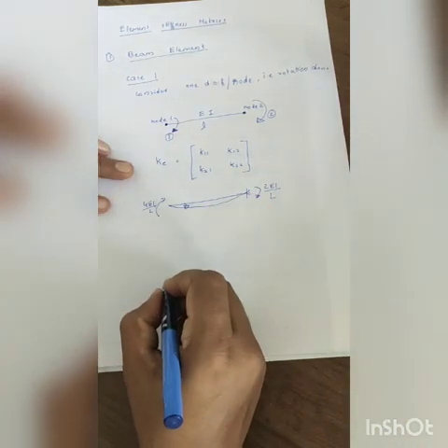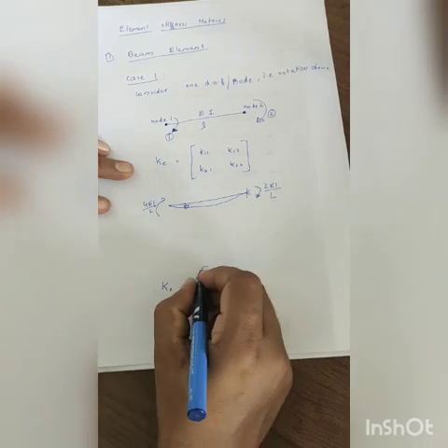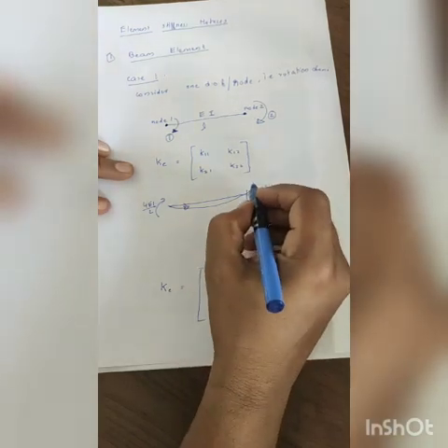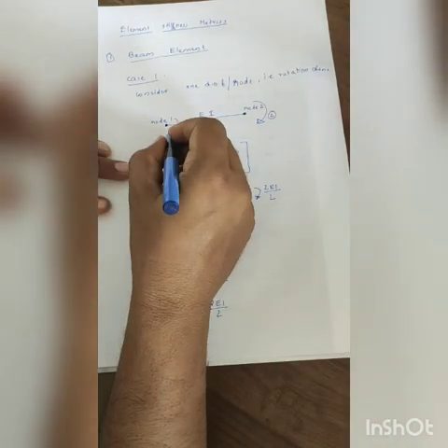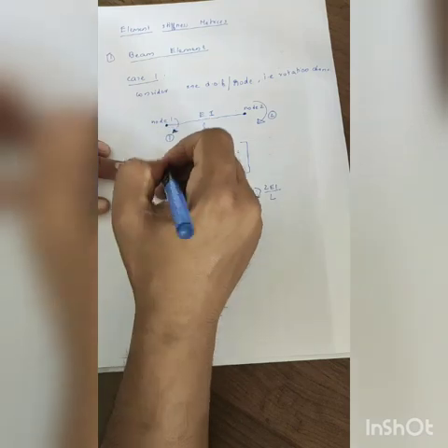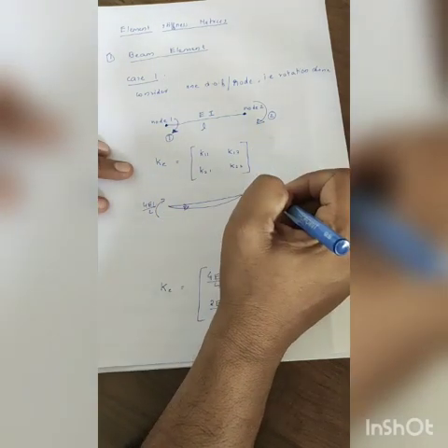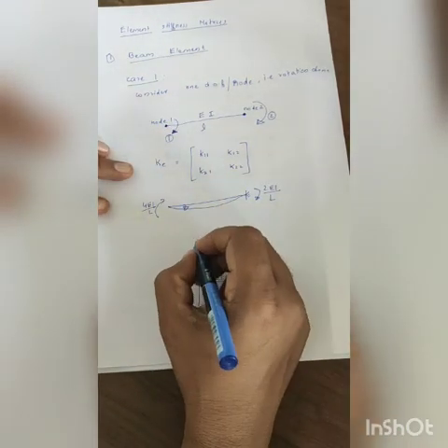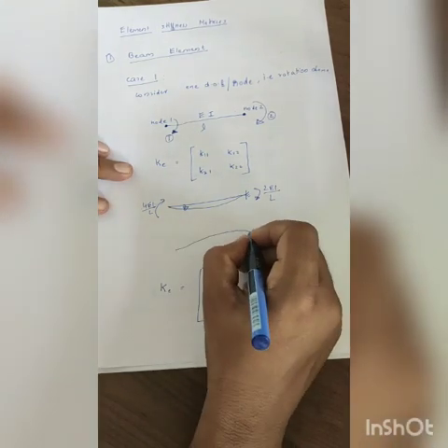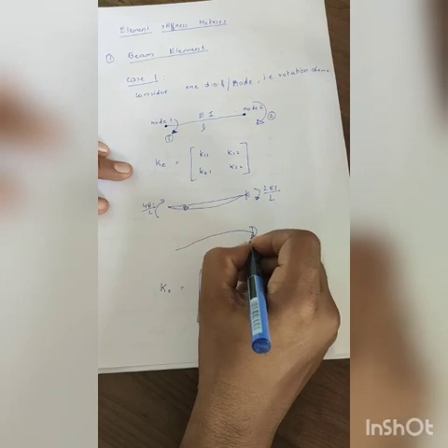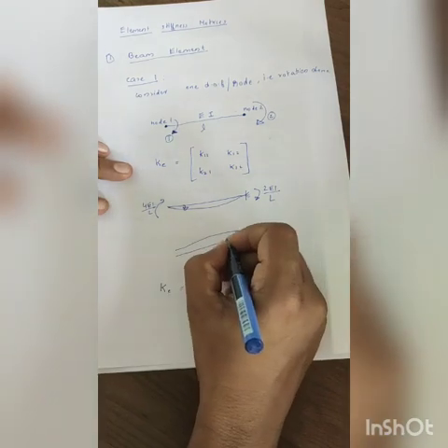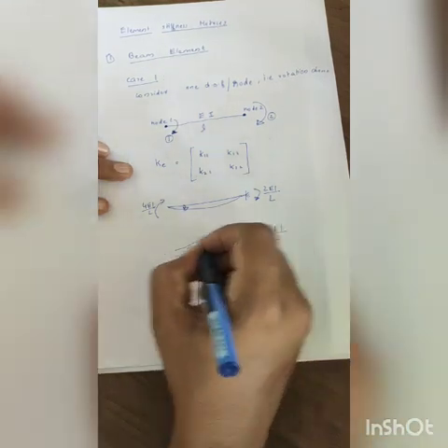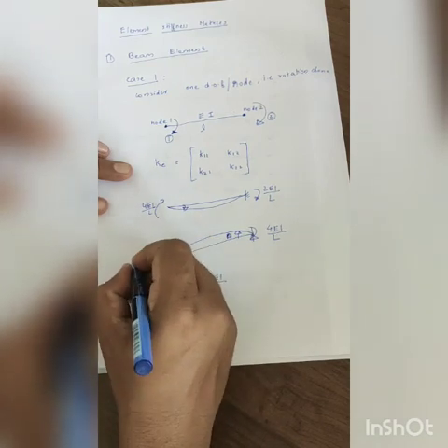So I can write my KE, the first column, as 4EI/L and 2EI/L, because the moment generated at the first ordinate due to unit rotation at the first ordinate is 4EI/L, and the moment generated at the second ordinate is 2EI/L due to unit rotation at node 1. And similarly, if I apply a unit rotation in the clockwise direction at the second ordinate, that is theta, the moment generated at the theta location will be 4EI/L in the clockwise direction, and the moment generated at the other end will be 2EI/L.